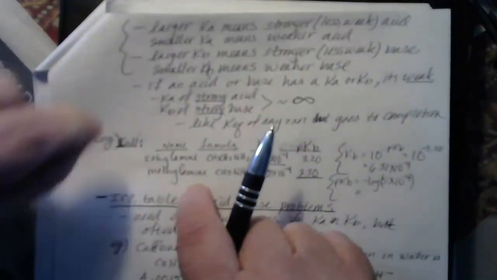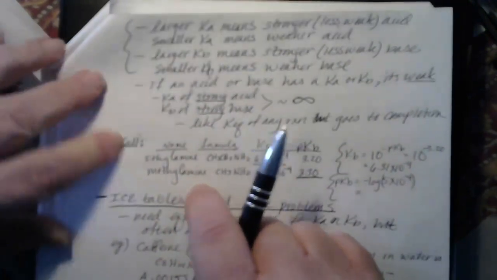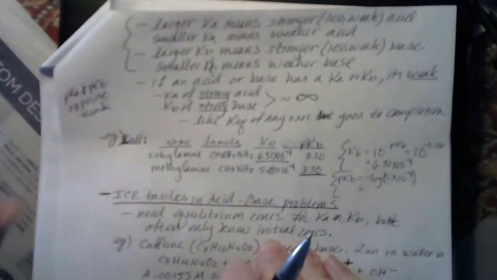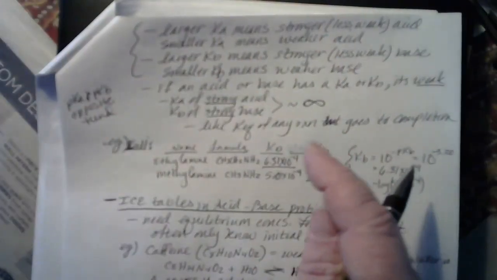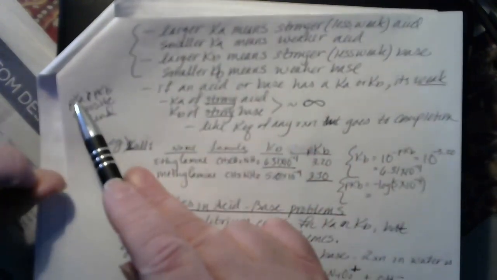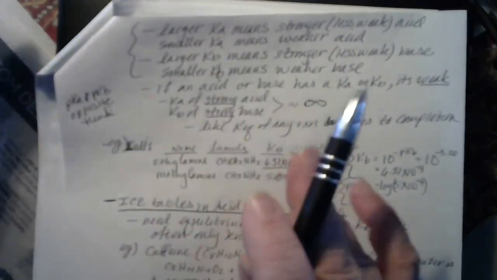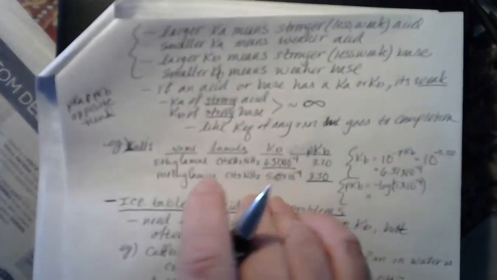Okay. Now remember, pKas and pKbs have the opposite trend. Because pKa and pKb are negative logs of Ka or Kb respectively, that switches the magnitudes around. So for a stronger acid, you want a smaller pKa. And a bigger pKa, in fact, means a weaker acid. Kind of like a smaller pH means a more acidic solution, and a higher pH means a less acidic solution.